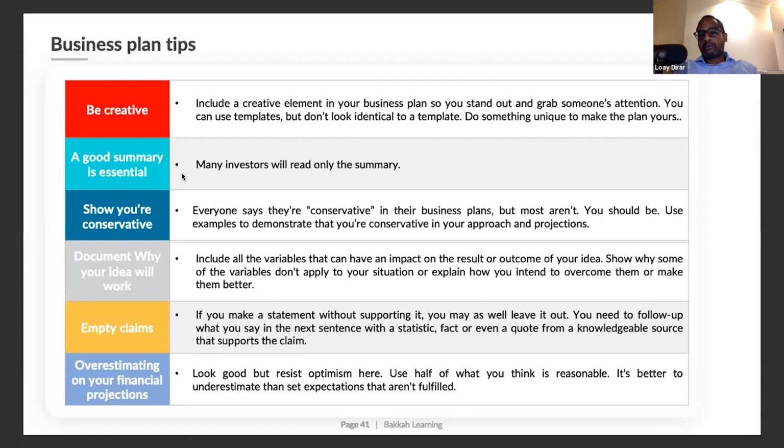A good summary is essential. Many investors read only the summary. That's why you need to pay attention to the executive summary. Make sure that you spend enough time developing the most attractive executive summary.